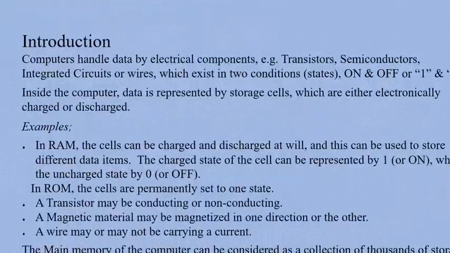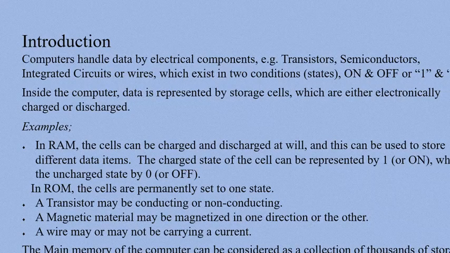To start with, computers handle data by electrical components, for example transistors, semiconductors, integrated circuits, or cables or wires, which exist in two conditions. Therefore, a computer operates in two conditions of on and off, or toggling. That means it is either in a state of 1, that is on, or a state of off, which is 0. Therefore, 0 is off, 1 is on.